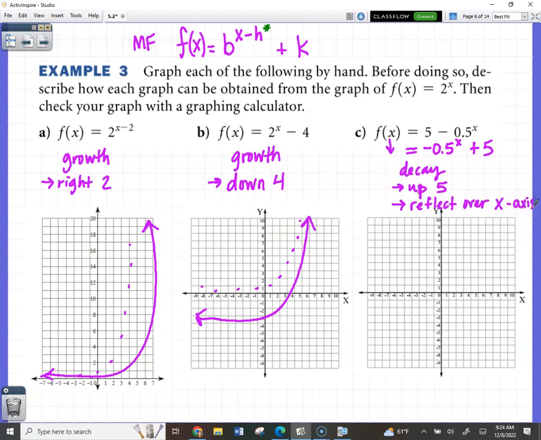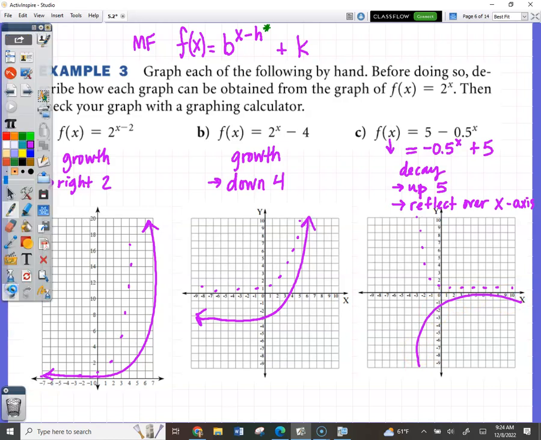So it helps to graph the mother function, like to plot it. Decay ran like right here, right? So we're going over the x-axis, which means now it's going to be like here, but then it's going to go where? Up 5. So now I'm going to take that and just go up to the 5, and I can kind of sketch it.